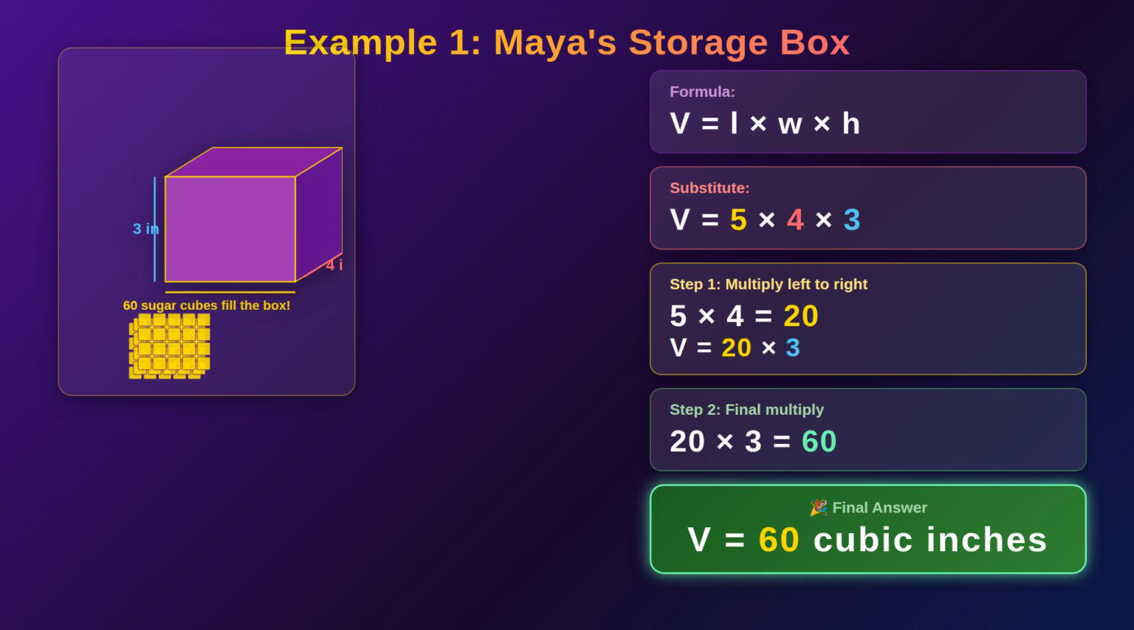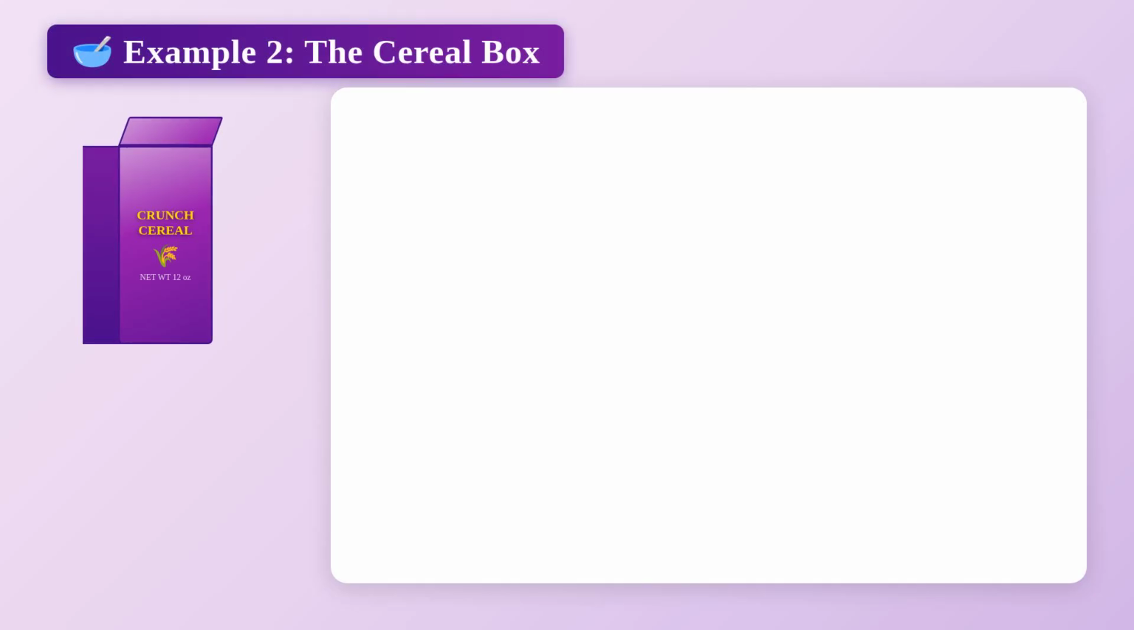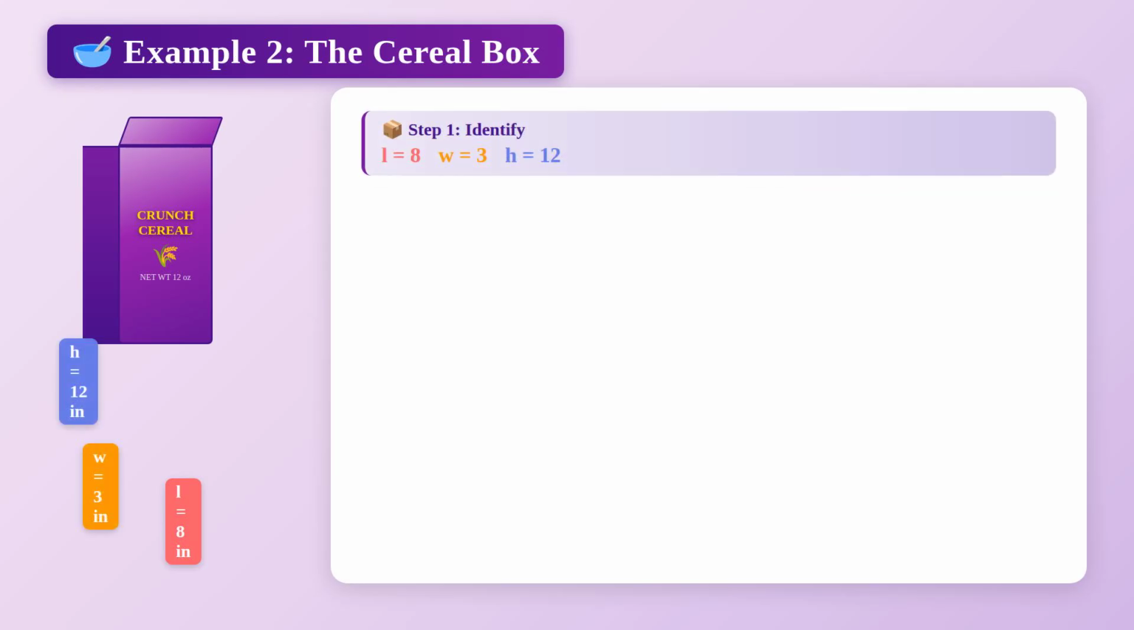5 times 4 is 20. Then 20 times 3 is 60. So V equals 60 cubic inches. Maya's box can hold 60 cubic inches of space. She can imagine 60 little 1-inch sugar cubes packed perfectly inside. That's volume in action. Now let's try a bigger one, a cereal box.